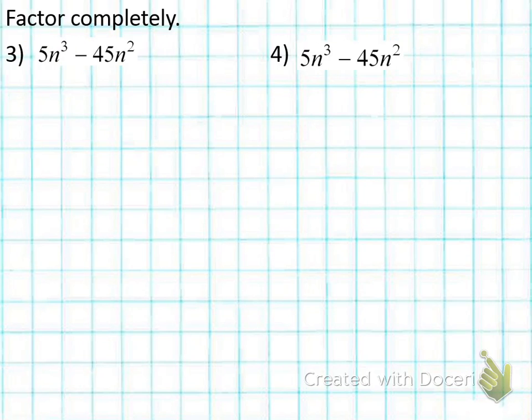Continue on. Number 3, we got factor completely. We got 5n cubed. Number 4 is just like that, so we're going to ignore number 4. Made a mistake there. So number 3, 5n cubed minus 45n squared. Turn to your neighbor, discuss what the GCF of each coefficient and variable are. Ready, go.